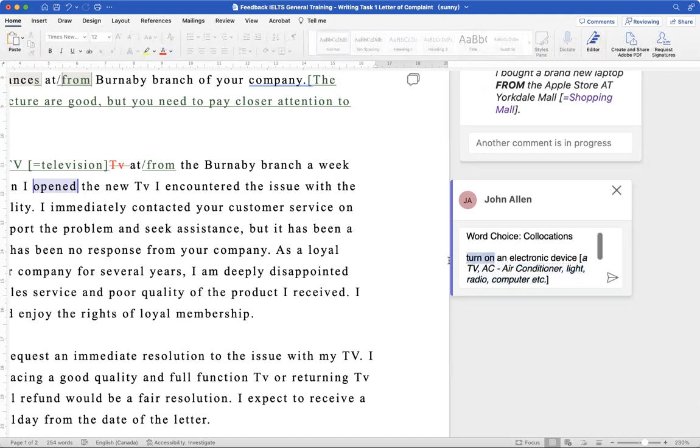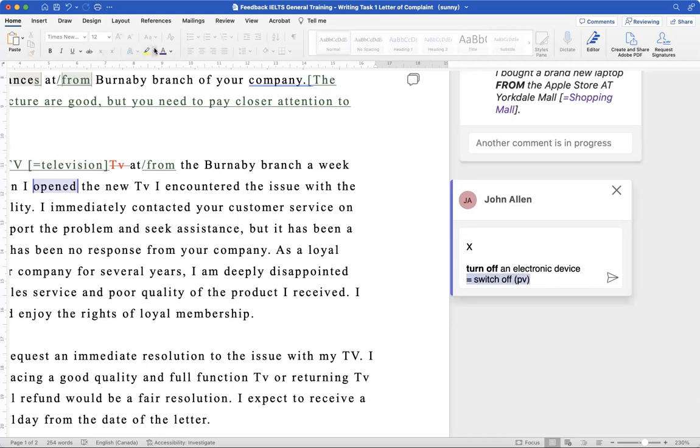Okay, you can turn on an electronic device. You cannot open an electronic device. It's not correct. It's a common mistake. Likewise, you can turn off an electronic device. And instead of turn on, you can say switch on. Switch on is also very commonly used. Switch on is a phrasal verb. Turn on is a phrasal verb. In short, we show as like PV. And likewise, here you can say switch off. It's also a phrasal verb.